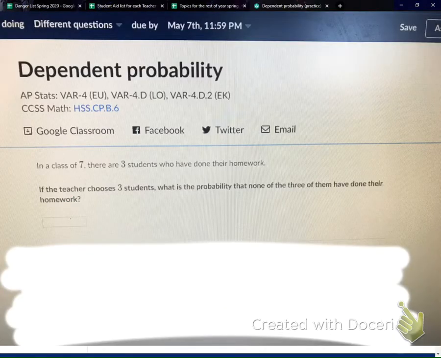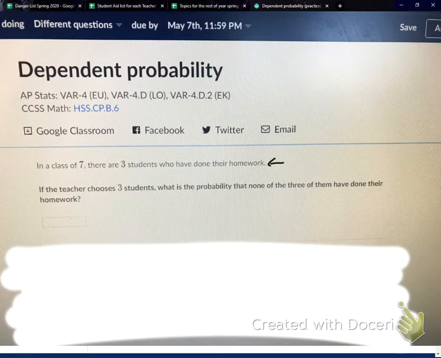All right, so our second example says, in a class of 7, there are 3 students who have done their homework. That's a bad percentage. If the teacher chooses 3 students, what is the probability that none of the 3 of them have done their homework? All right, so again, for dependent, we have a series of simple probabilities that we're all multiplying the outcomes together. So let's start with our data here.